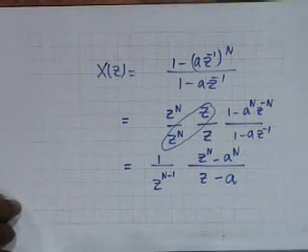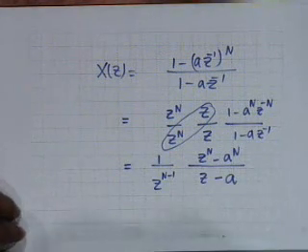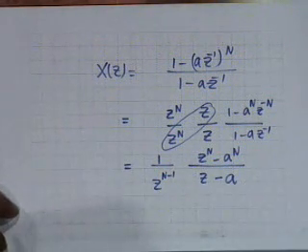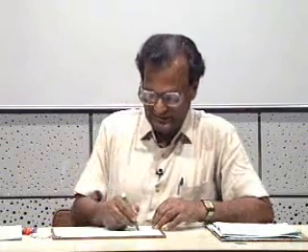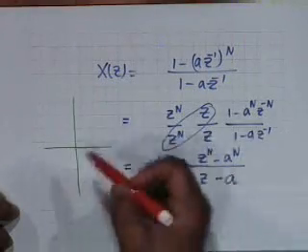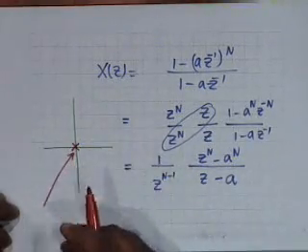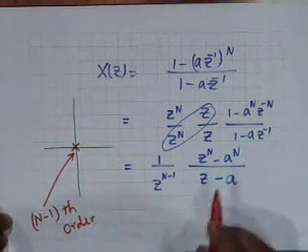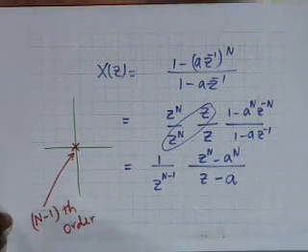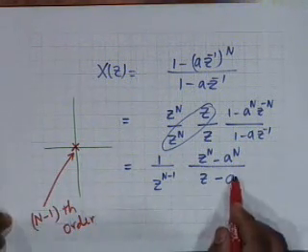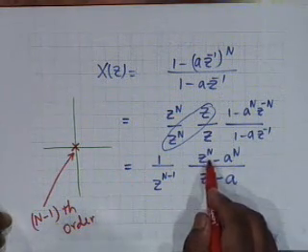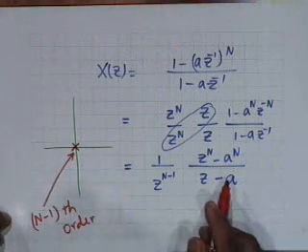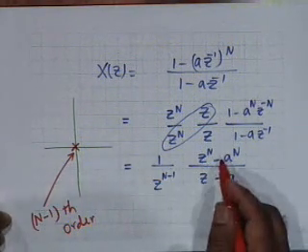You notice that there is indeed a pole of order N minus 1 at the origin, and therefore the origin cannot be in the ROC. All the poles are at the origin, and how many? N minus 1 of them. I cannot show them by crosses, so I say simply an N minus 1th order pole. The zeros are contributed by z to the n minus a to the n, except for the factor z minus a. Z minus a is a factor in z to the n minus a to the n. That is why z equal to a is not a pole. Z equal to a is neither a zero, because there is cancellation.